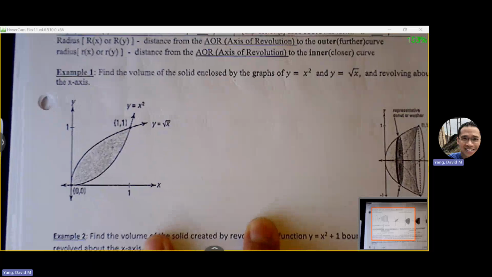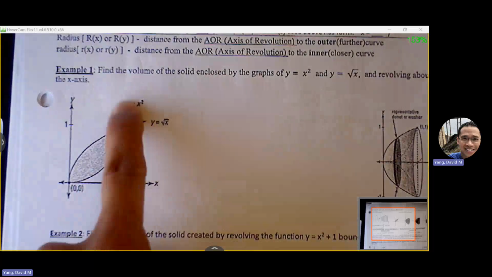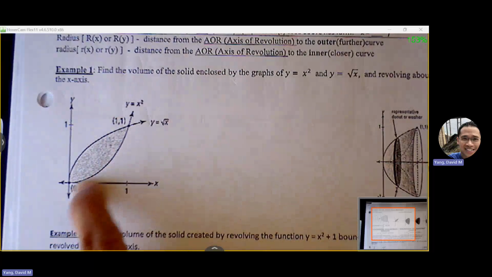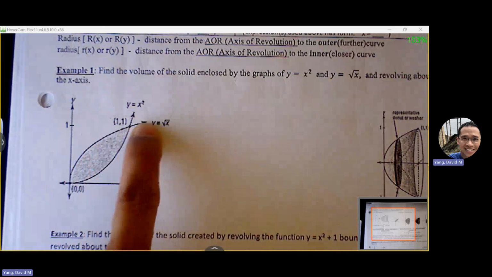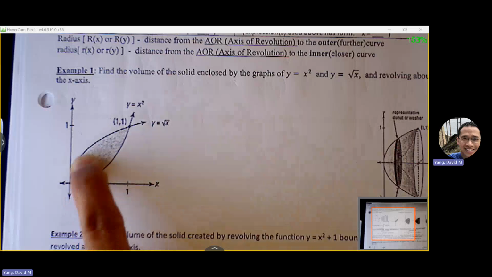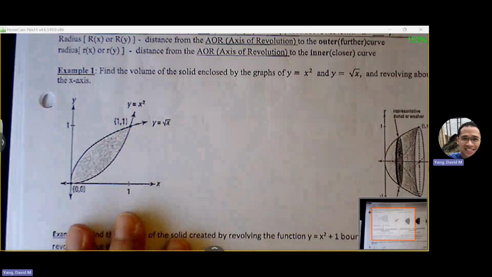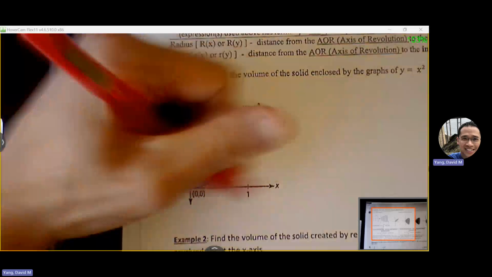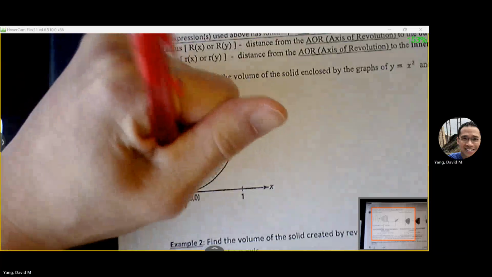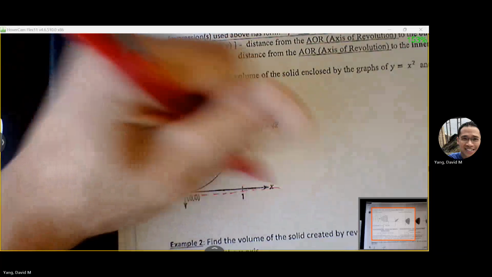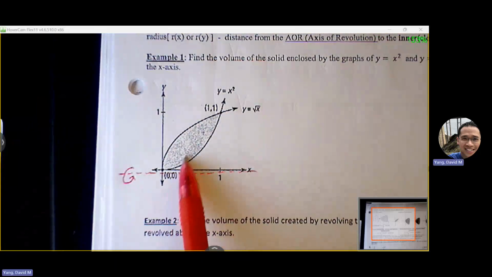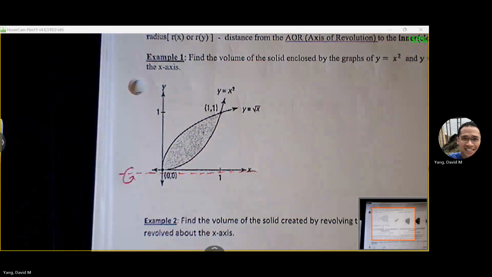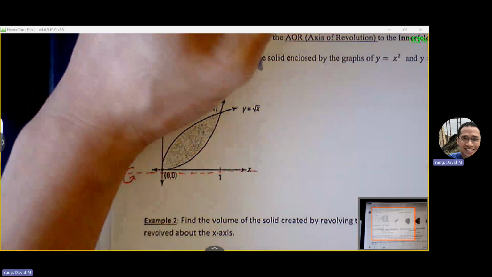All right, so example 1. Find the volume of the solid enclosed by the graph of y equals x squared. That's the parabola that's concave up, that's opening upward. And then y equals root x, that's going to be the radical function that's arching down, revolving around the x-axis. Okay? So there's our axis of revolution. Let's go ahead and draw that dotted line. Again, it's touching the line, but not all the way, right? It's got to be a flat surface in order for it to be this method. So we know this is going to be Washer method.